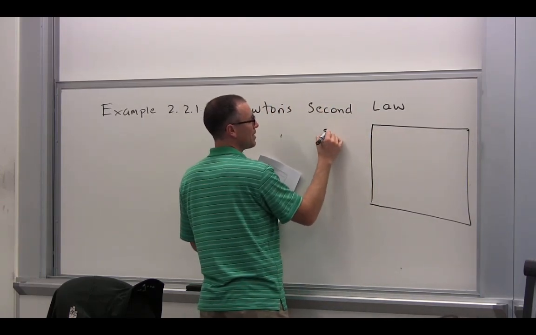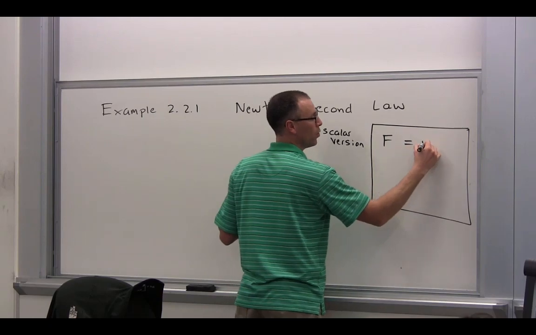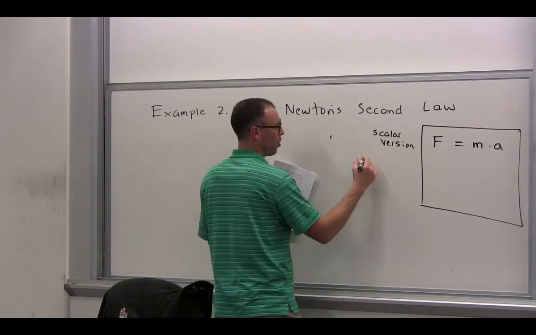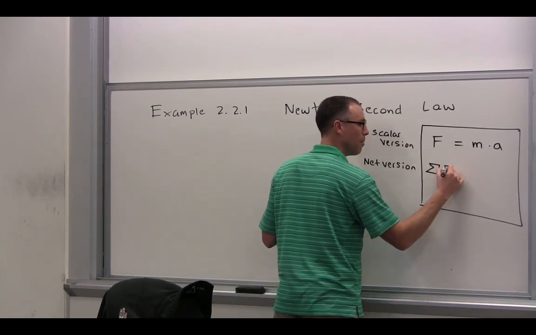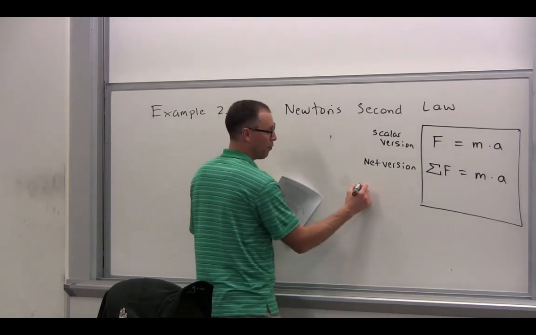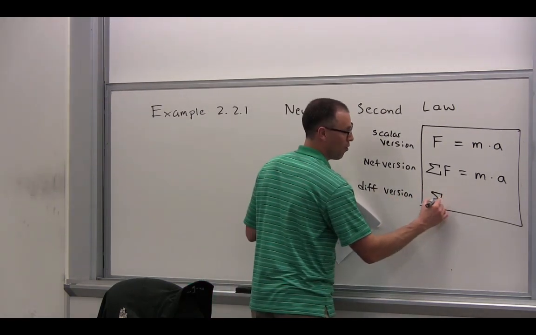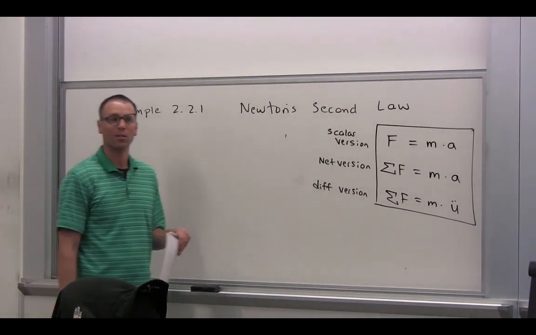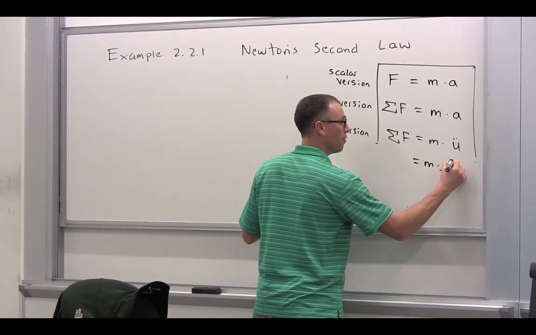We have a scalar version of it. So we say F equals m times a. And then we have what I might call the net version: the sum of all forces acting on an object is equal to mass times acceleration. And then we have what I might call the differential version, which is the sum of all forces acting on an object is mass times the second derivative of the displacement function.